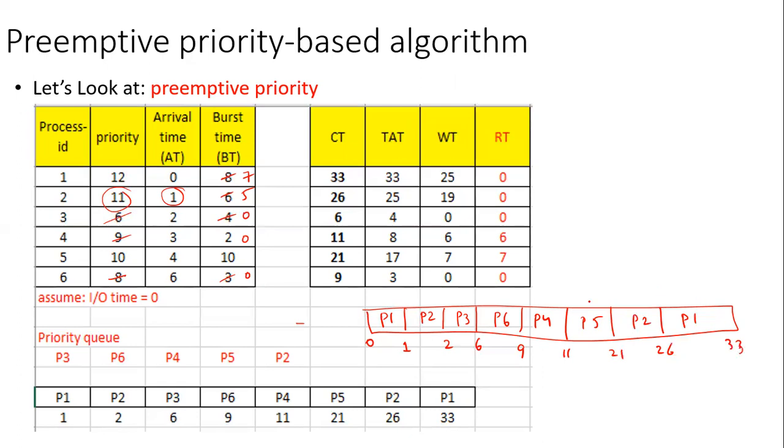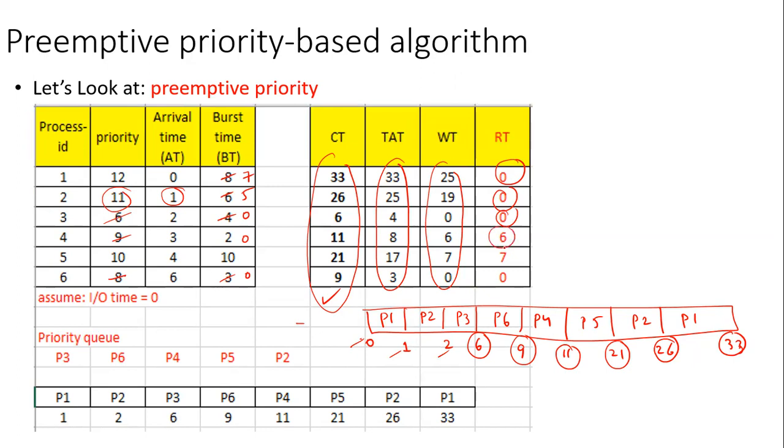So now you can actually work out the CT. Do you agree? So CT is 33 for the first one, 26 for the second one, 6 for the third one, 11 for the fourth one, 21 for the fifth one, and 9 for the sixth one. So you got that. TAT is CT minus AT. You can work that out. WT is TAT minus BT. You can work that out. And then response time is 0 for these, you got the CPU right away.